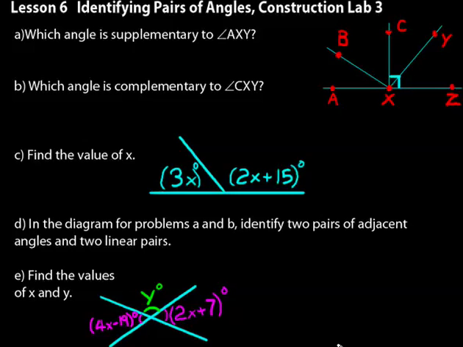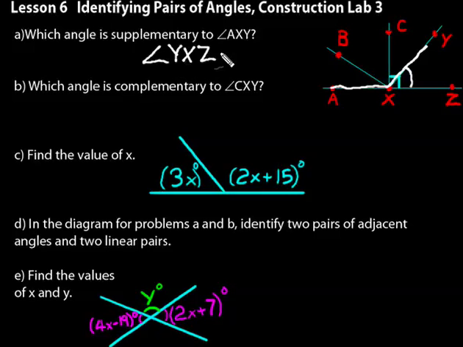Okay, let's apply what we've been learning about those different theorems and do some practice problems. Practice problem A, which angle is supplementary to AXY? Well, here's angle AXY right in here. Supplementary would be the one that added up to 180 degrees. So it must be this angle right here. And so we'll call that angle YXZ. That would be the angle supplementary to AXY.